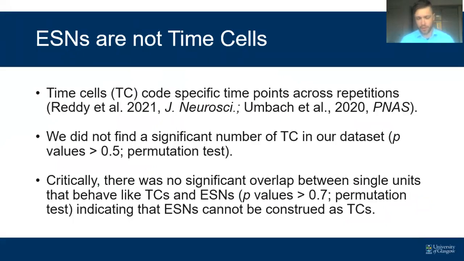Another thing you might say is maybe episode-specific neurons are time cells. So time cells would be single neurons that code for specific reoccurring time points. However, we did not find a significant number of time cells in our data set. And critically, there was no significant overlap between the time cells that we did identify and our episode-specific neurons. Now, mind you, our experimental design was not meant to uncover and identify time cells. However, these results do mean that our episode-specific neurons cannot be construed as time cells.